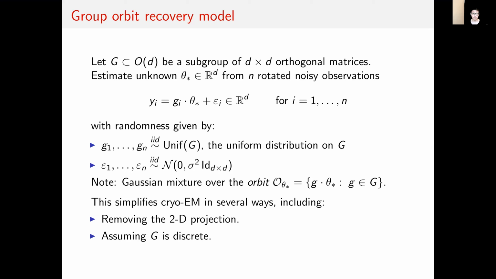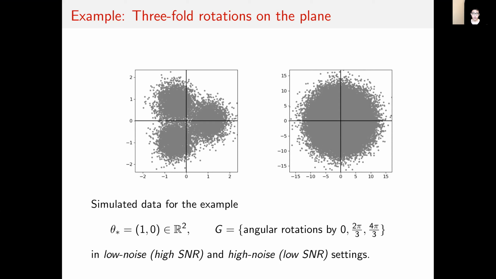To illustrate the problem, let's consider threefold rotations on the plane. Here I've plotted simulated data for unknown signal being the point (1, 0), and the group being these rotations. As you can see on the left, in the low noise regime, 3 distinct clusters remain. Whereas on the right, in the high noise regime, there's only a single large cluster around the origin, and it's not clear that the group has 3 rotations.